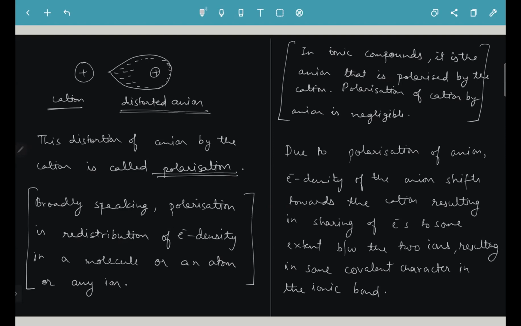So thus, we say that more is the polarization of the anion, more is the covalent character in the ionic compound. Okay, so it is the polarization of the anion that results in some covalent character in the ionic compound. More is the polarization of the anion, more will be the covalent character in the ionic compound. आ रहा समझ में?